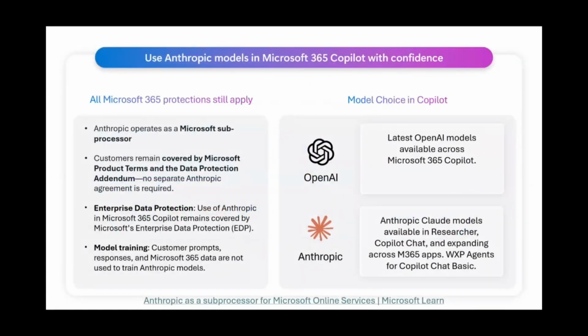All right, so I'd like to compare this, as we have lots of discussions around other models, right? We've got the OpenAI model as well as the Anthropic model. Many of you have turned this on in your environment, and that's what's going to give us availability in Researcher, chat expanding across all the M365 apps, as well as Word, Excel, PowerPoint agents, better known as edit mode, what used to be called edit mode, and for Basic as well.